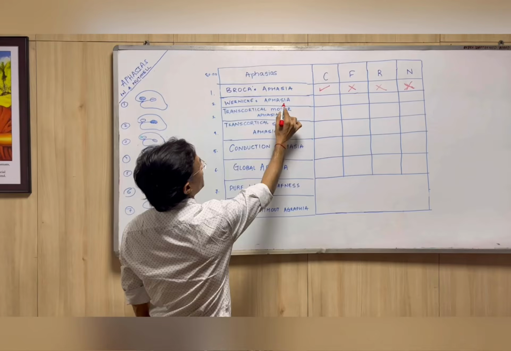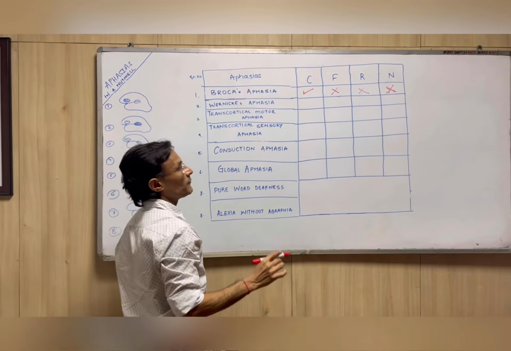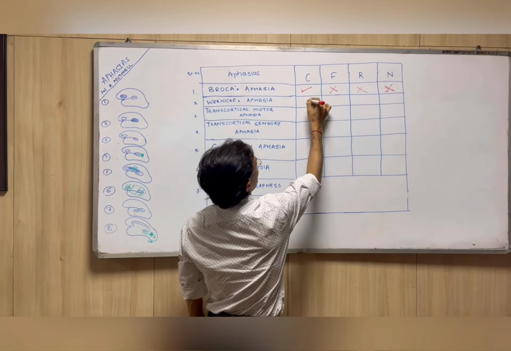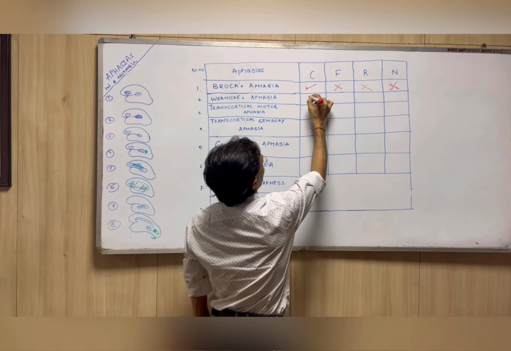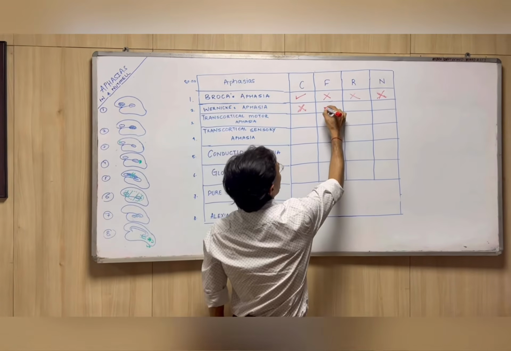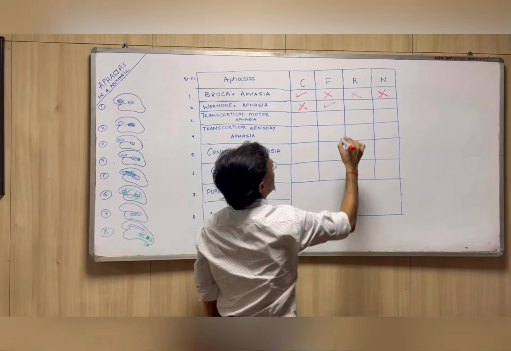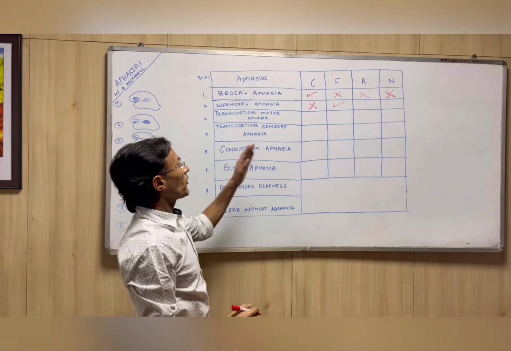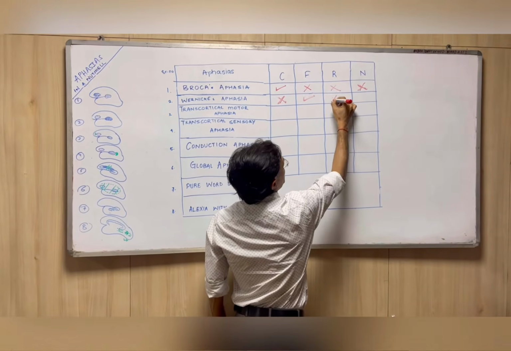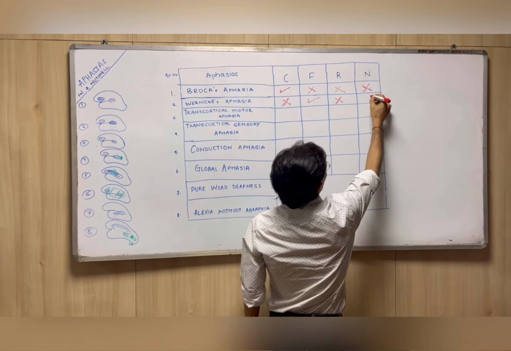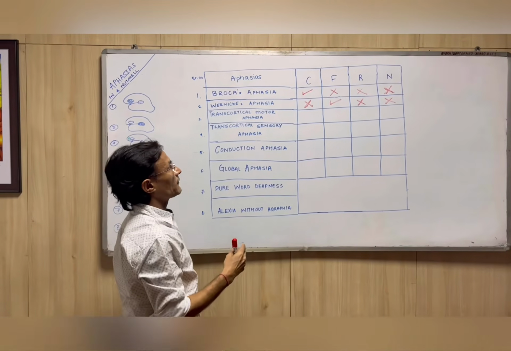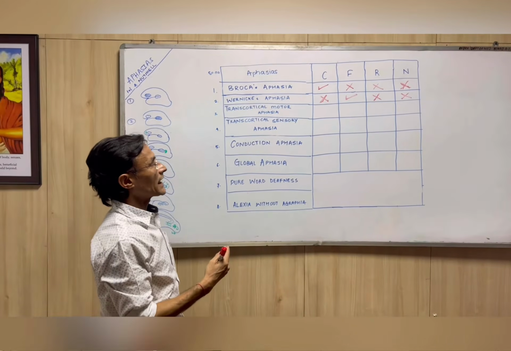What are the characteristics of Wernicke's aphasia? I told you there will be a sensory aphasia. Comprehension will be lost because the basic understanding area is gone. But the speech will be fluent, because the motor speech area is intact. Repetition will be lost. The patient won't be able to repeat. The patient won't be able to name. Wernicke's aphasia is also known as sensory aphasia.